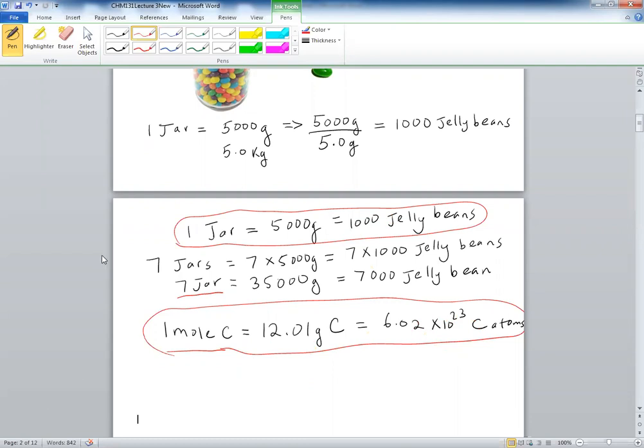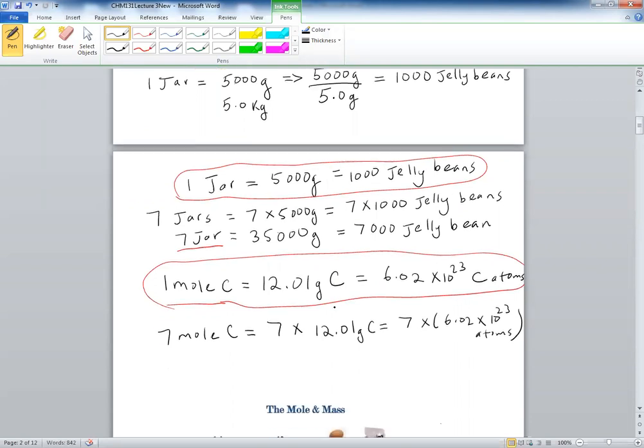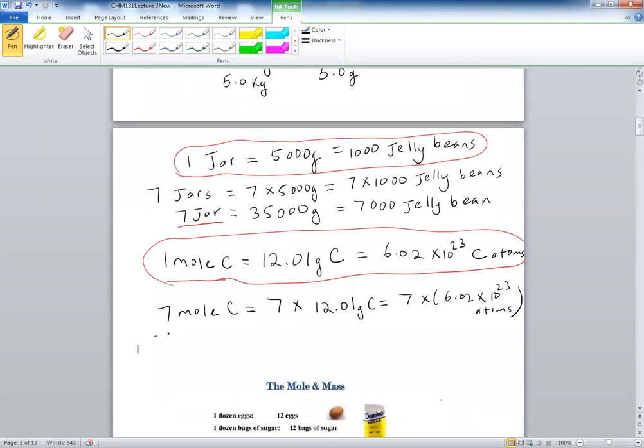So if you say, give me 7 moles of carbon, then that would be 7 times the mass of carbon, which is of course 7 times, and let me put this in parentheses, 6.02 times 10 to the 23rd carbon atoms. So that's what we're going to deal with now, again, being able to work with the mass and of course the corresponding number of moles.